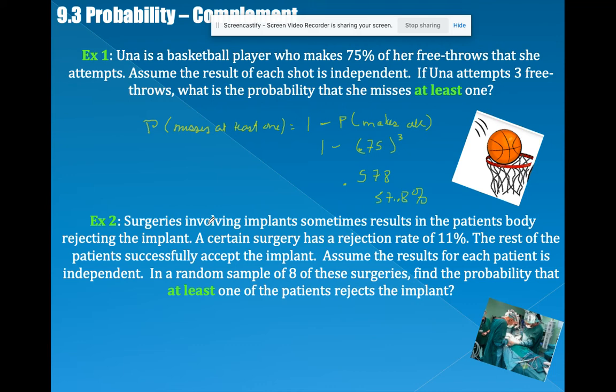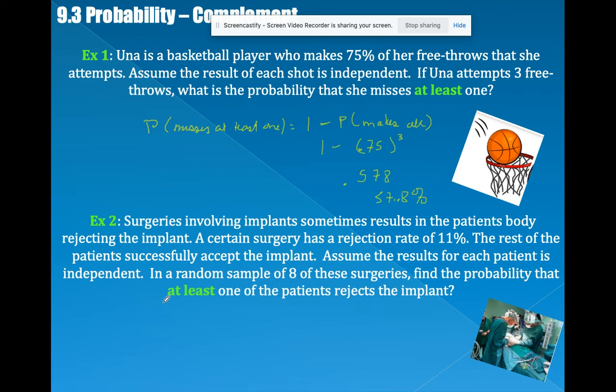How about the next one? All right, this is a real situation here. Basketball, swell. But the factory with defective parts, good. Information, surgeries. Look at this with the implant. They're telling me the rejection rate is 11%. The rest of the patients successfully accept the implant. So assuming independence in a random sample of 8, find the probability that at least one patient rejects.